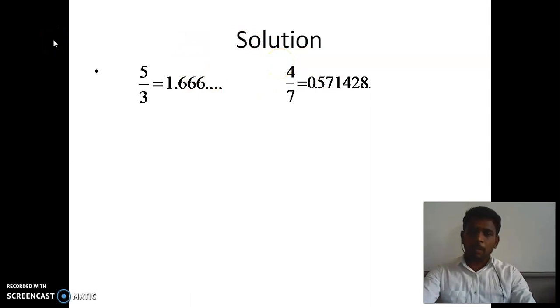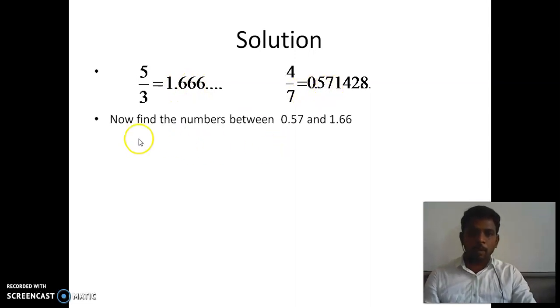Before going to find that out, what is the decimal expansion of irrational numbers? The decimal expansion of an irrational number is nothing but non-terminating, non-recurring, right? So according to that, we can find the numbers between these two. Non-terminating means it keeps going on. It will never stop. Similarly, non-recurring means no set of numbers is repeated here. Okay, that is the meaning. So according to that, we can write some numbers between 5 by 3 and 4 by 7, that is between 1.66 and 0.57.